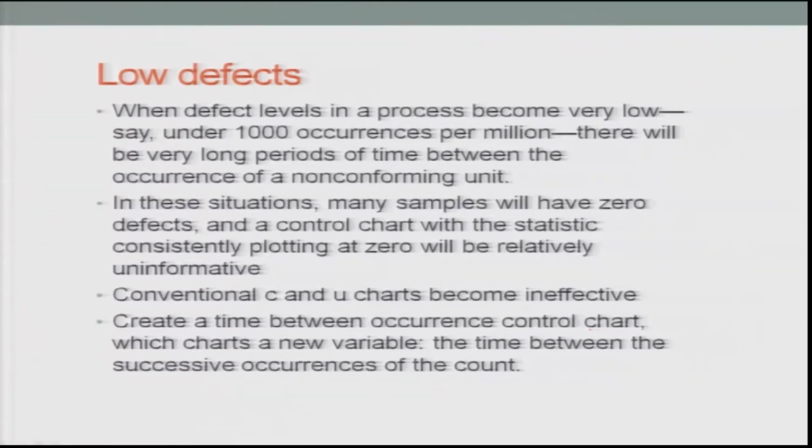uninformative. So it will not give you any information, and conventional C charts and U charts in those cases would become defective. So you create a time between occurrences control chart, which charts a new variable, where the time between successive occurrences of these events is noted, such that somebody can take collective decisions based on that.